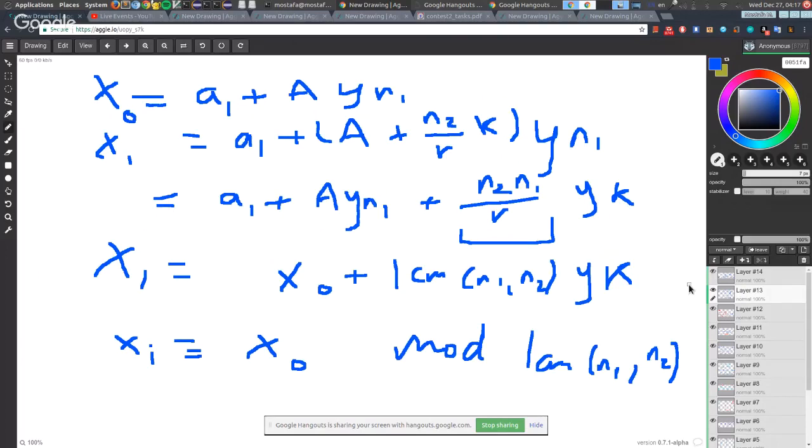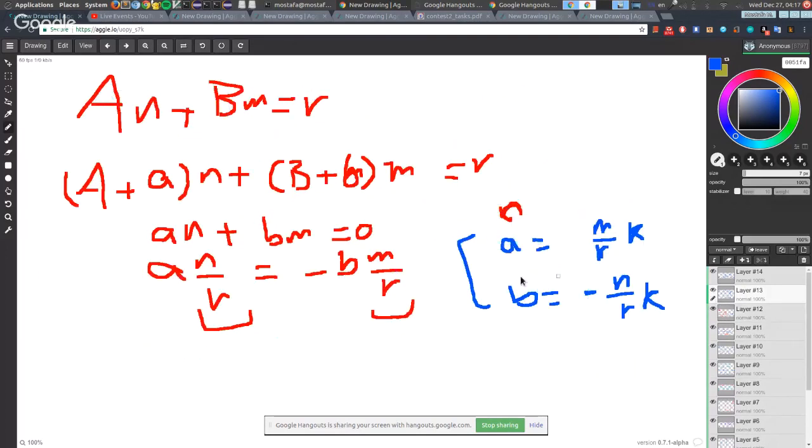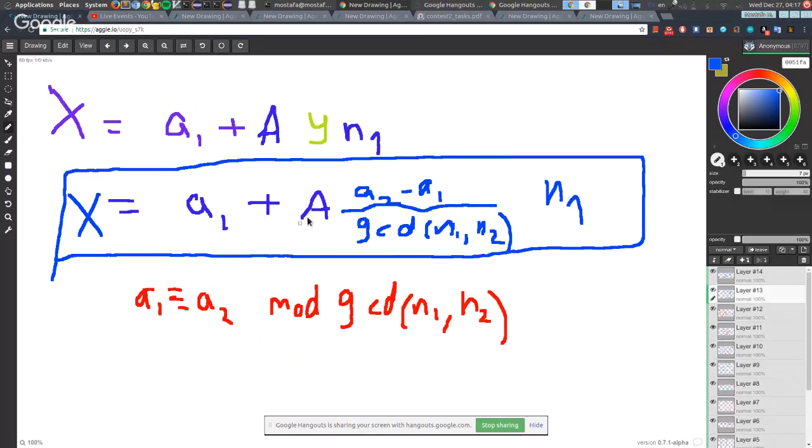So yeah, here's our formula to merge this one, and we already have two methods to get this value A. And this X can be different, but all these X's are basically the same modulo N, where N is the LCM of N1 and N2.